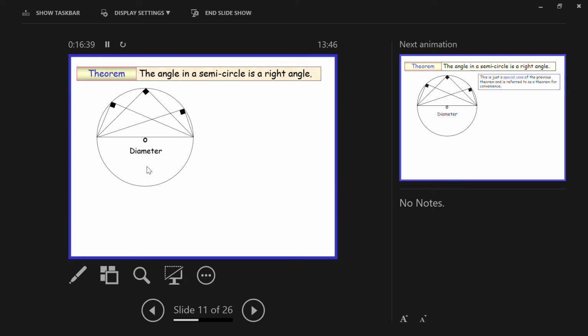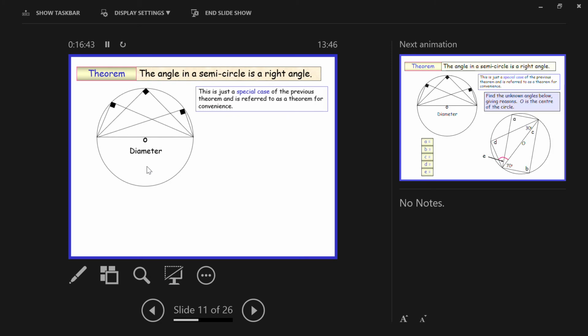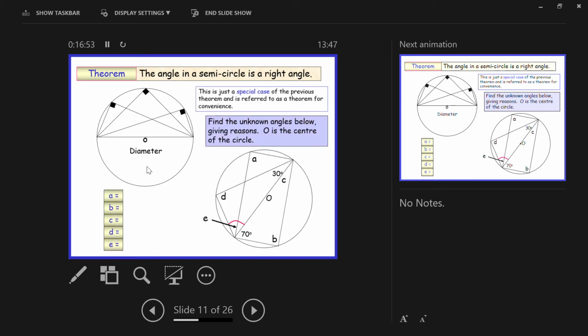Are you looking for which slide we're busy with? Oh, okay. Right. This is just a special case of the previous theorem and is referred to as the theorem for convenience. So this is actually just a derivation of that one. Good, let's look quickly at this one because it is usually when they are mixed up like this that you struggle to see it.